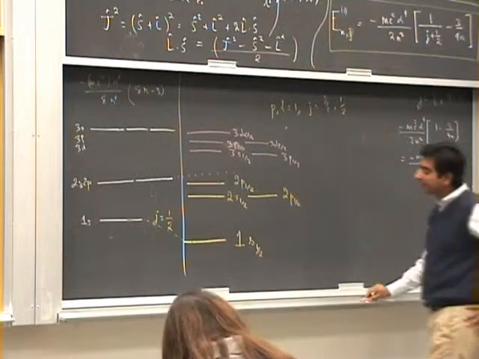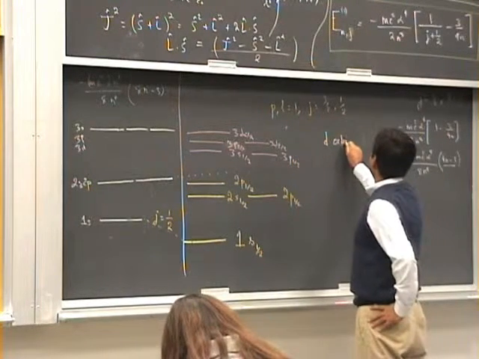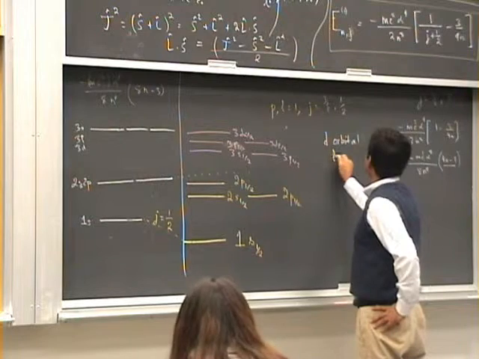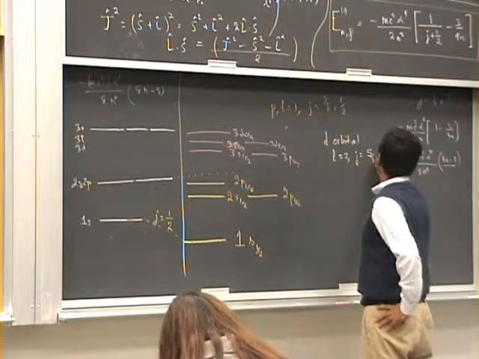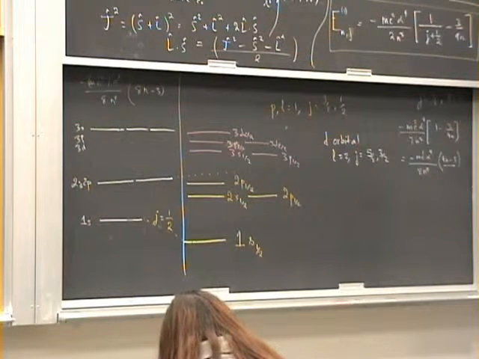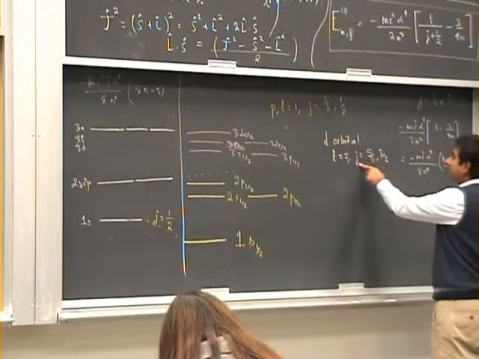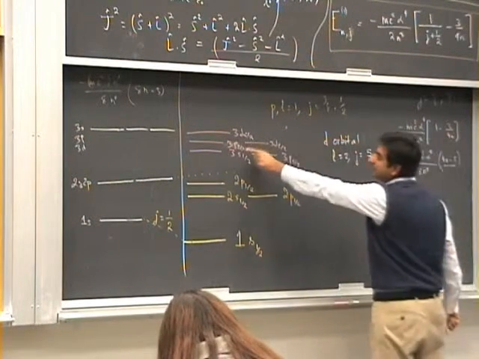For example, let's look at the d orbital. D orbital means L equals 2. L equals 2 means J can take up two values, 5/2 and 3/2, L plus 1/2 and L minus 1/2. So corresponding to D, if J is 3/2, it will be iso-energetic with the P 3/2 orbital.